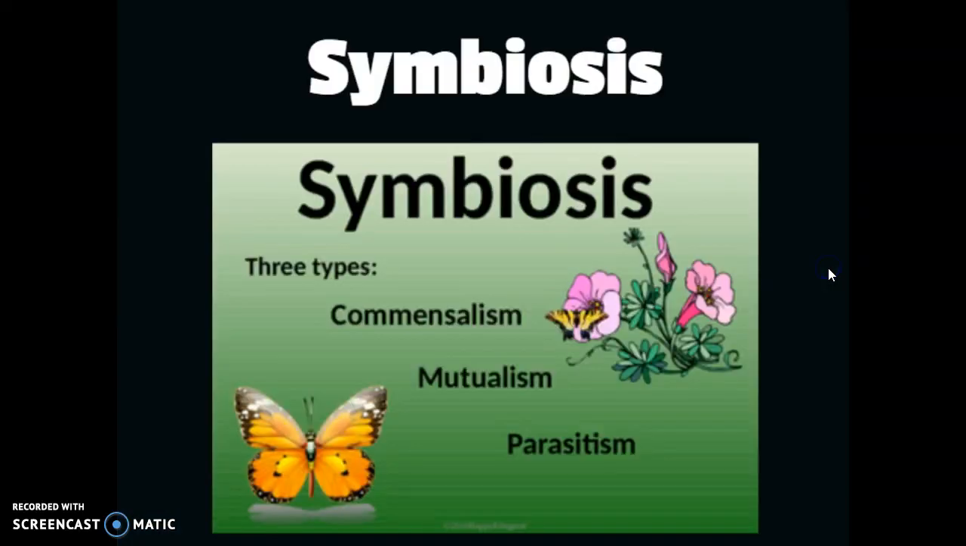Right, so we're going to talk a little bit today about symbiosis. And we have three types of symbiosis, as you can see from our opening slide. Those three types are commensalism, mutualism, and parasitism. And we're going to talk about all three today.